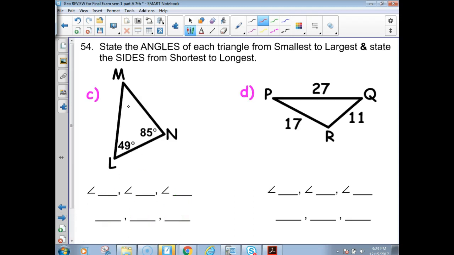We'd need to find the missing angle. Can you guys tell me what this measurement is, please? 120. Okay, so that means the smallest angle is angle M, then angle L, and then N. So for sides, it's the opposite letters from what you see. Across from M would be LN. Across from L would be MN. Across from N would be ML.